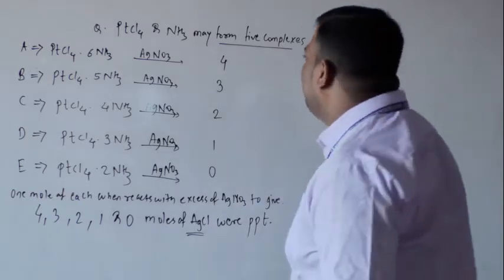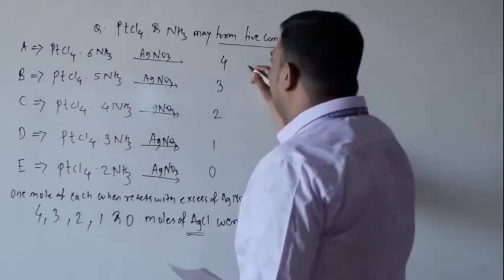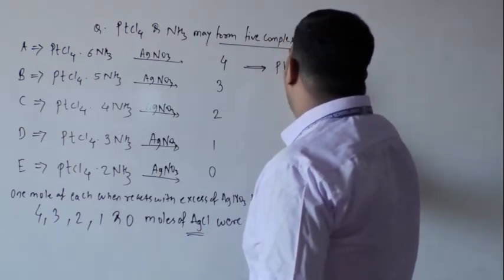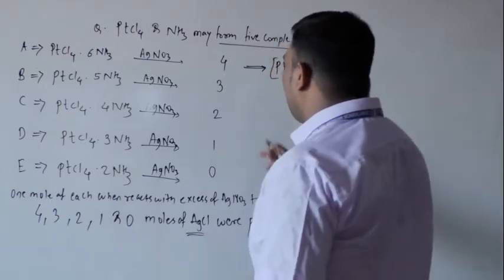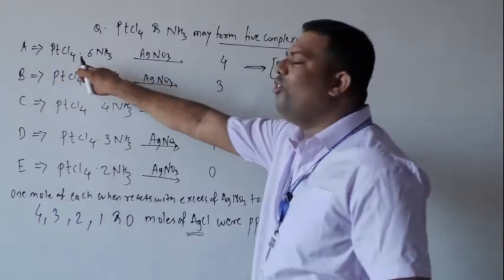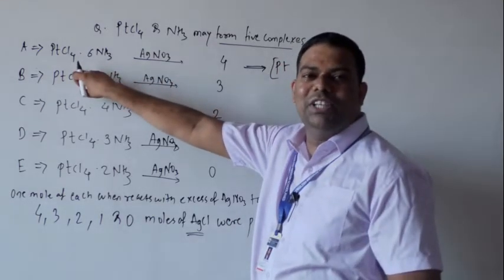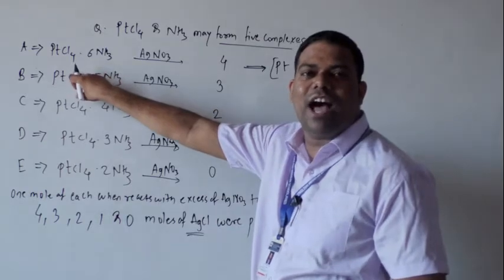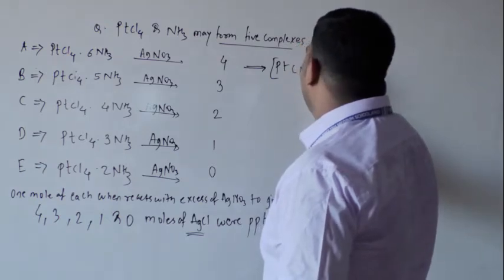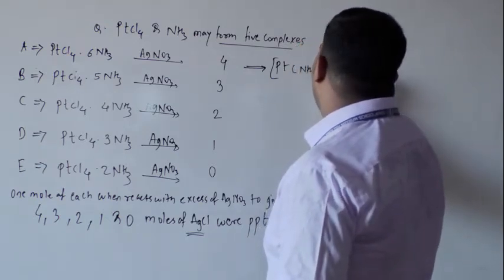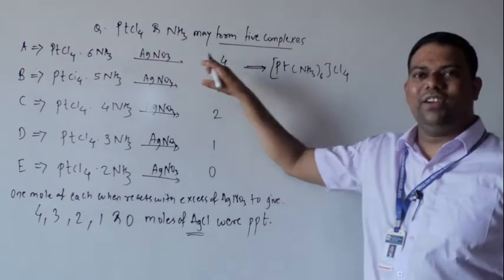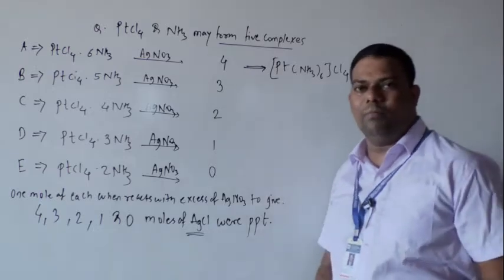Okay, so see how you will get the formula. For Pt, total four were precipitated in the first case, so 4 chlorines must be out of the coordination sphere, which we call the ionization sphere. So see, Pt(NH3)6 and here Cl4. So understood, first A will be the coordination complex.